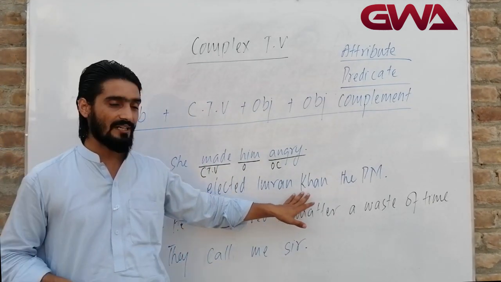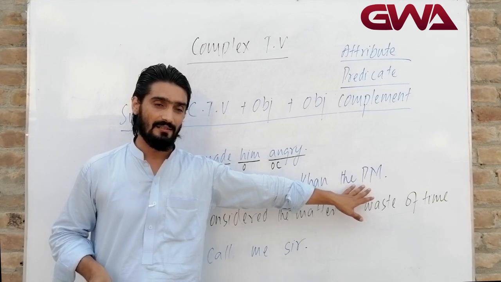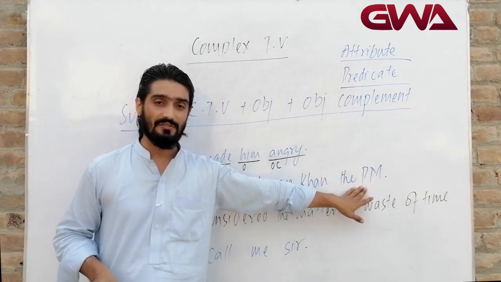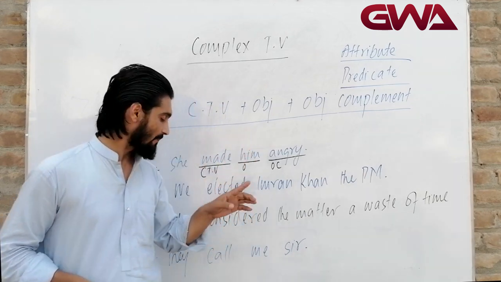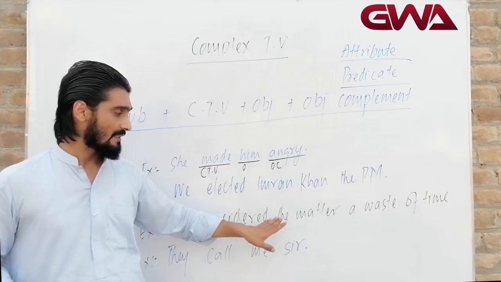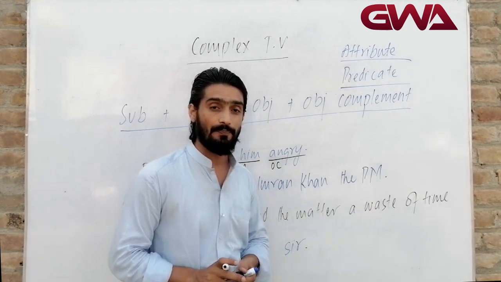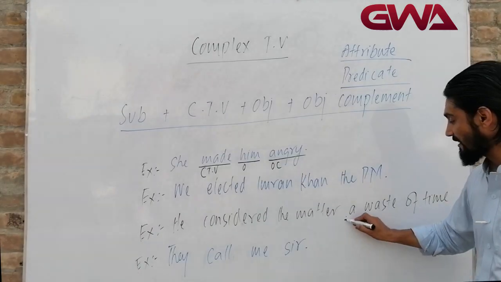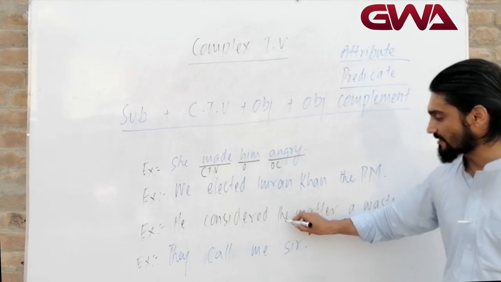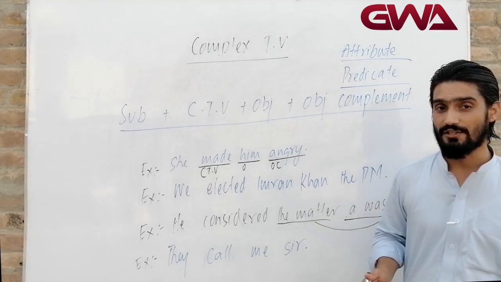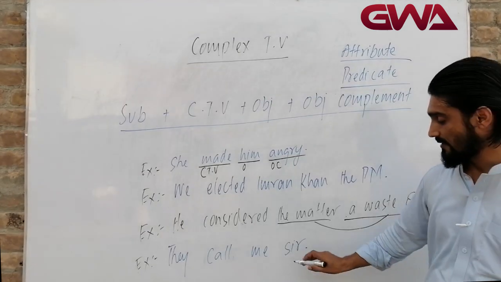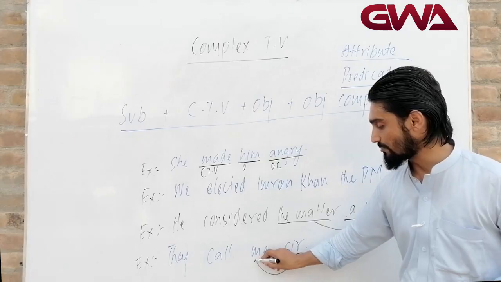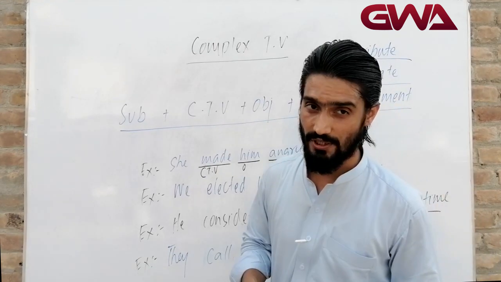We elected Imran Khan the Prime Minister. Now, Imran Khan and the Prime Minister refer to one person, the same person. He considered the matter a waste of time. Now, a waste of time refers to the matter, which is an object. They call me sir. Now, sir refers to me, and me is an object.